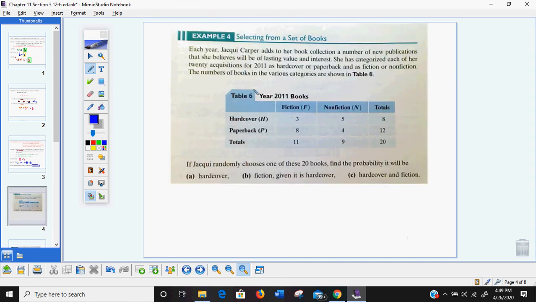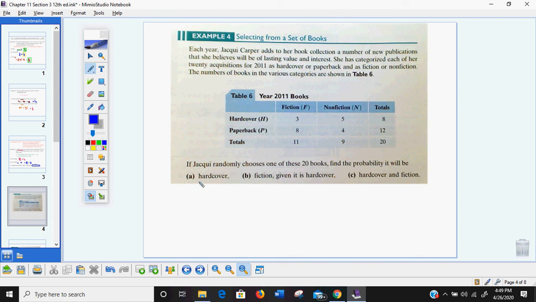On this one, it says each year, Jaquique Harper adds to her book collection a number of new publications that she believes will be of lasting value and interest. She has categorized each of her 20 acquisitions for 2011 as hardcover or paperback and as fiction or nonfiction. So the number of books of various categories are shown. Out of hardcover, she has 3 fiction, 5 nonfiction, 8 total. Out of paperback, she has 8 fiction, 4 nonfiction, 12 total. So if you look down, she has 11 fiction and 9 nonfiction out of her 20 total books.